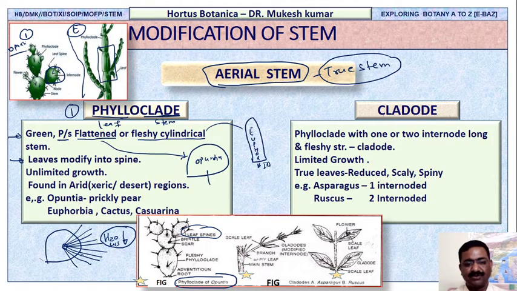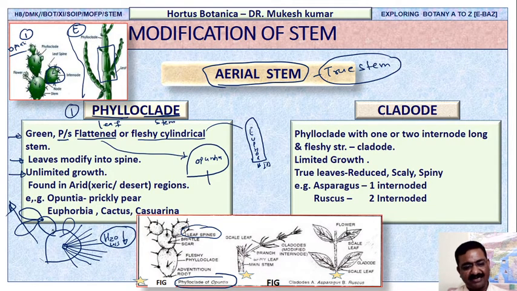Okay, and it shows a type of xerophytic adaptation. Now its growth is unlimited. Yes, you are finding how this is, it will bear bud also, so it will grow like that, again there will be bud, it will grow like that. So its growth will be unlimited.